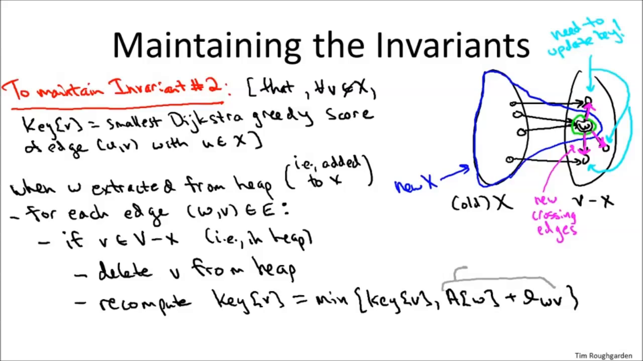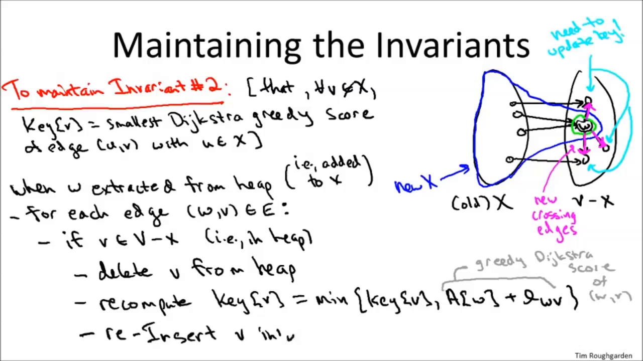So now, having updated V's key appropriately so that invariant number 2 is restored, and once again the key of every vertex does reflect the smallest greedy Dijkstra score of any edge sticking into it from the set X, we can safely reinsert this node back into the heap with its new key value. And these three lines together are just a key update in logarithmic time for one of these vertices that's at the other end of an arc sticking out of the vertex W.